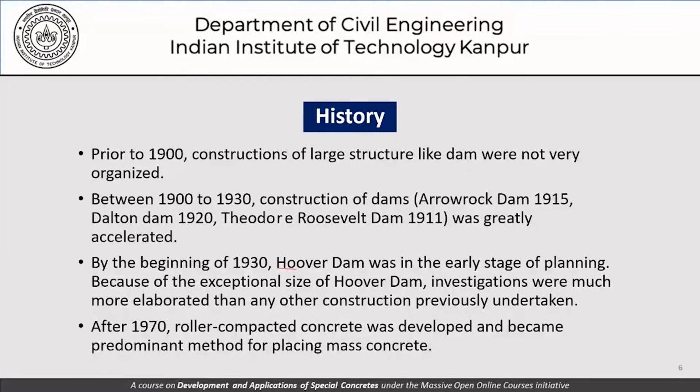Therefore, in a manner of speaking, Hoover Dam in the 1930s was probably a turning point as far as the development of roller compacted concrete, or in fact the development of a lot of mass concrete, is concerned. After 1970, roller compacted concrete was developed. Basically, the idea of compacting concrete through a roller. This was developed around the 1970s and became the predominant method for placing mass concrete in certain cases.